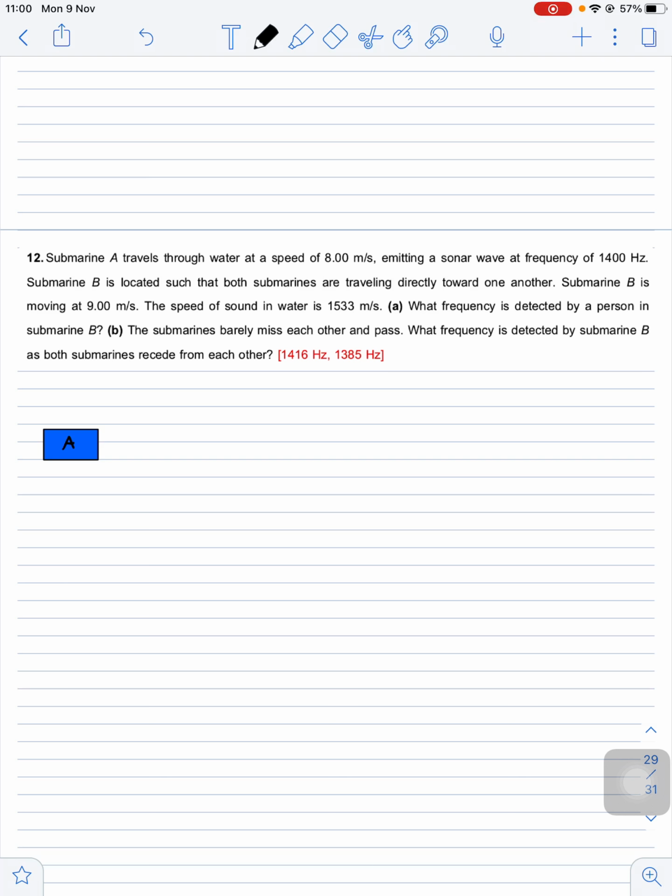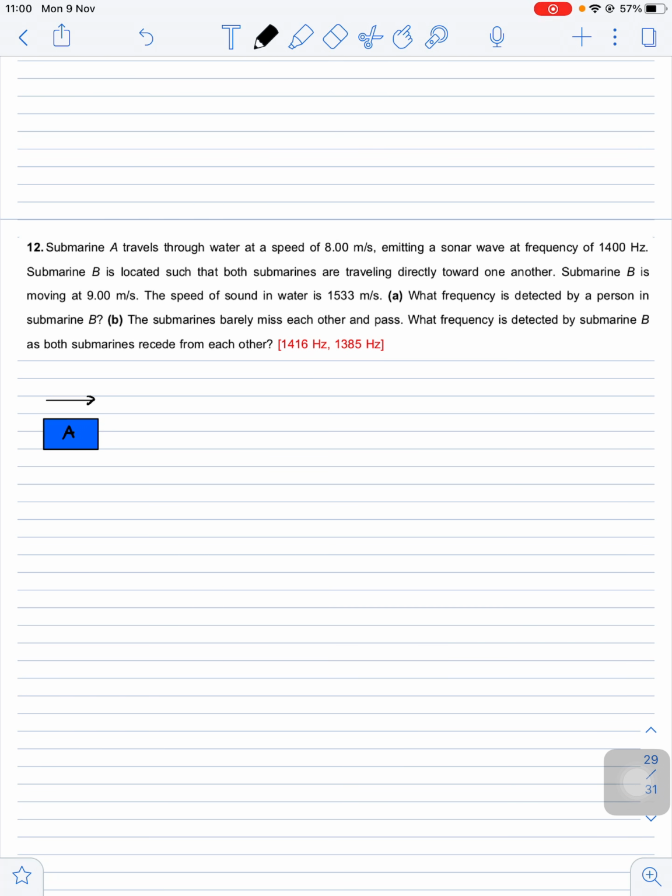Okay, so let's say that A is just moving to the right hand side with the velocity equal to x meters per second, and then it's going to emit the frequency of 1400 hertz. So let's say that this is going to be the source. This is the source, so let's say that the Fs is equal to 1400 hertz, and then this will be the Vs of the source.